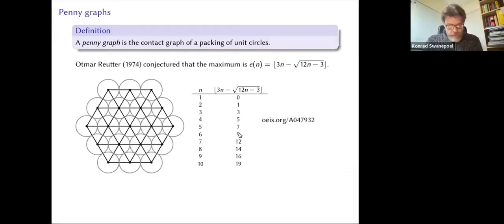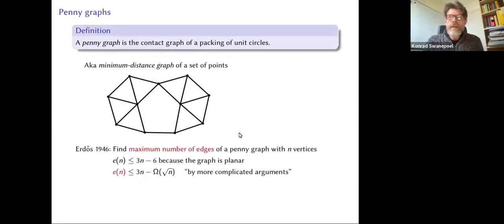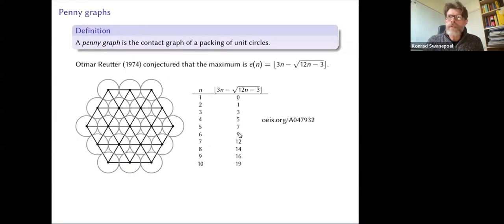Okay, so what is the exact maximum number of edges given n points? Well, somebody with the surname Reuter conjectured that the exact maximum is this value, 3n minus some little square root term, and it's not an integer, so you round it down, and he conjectures that that's really the maximum. This is the value that you get if you place the points on a triangular lattice.